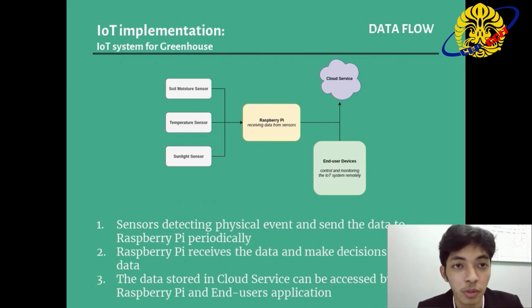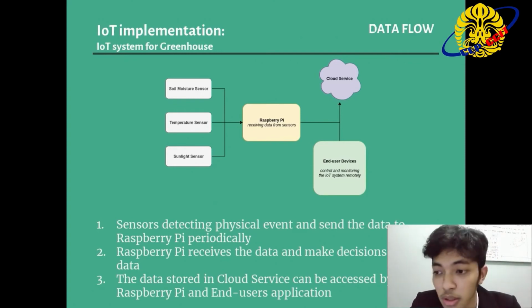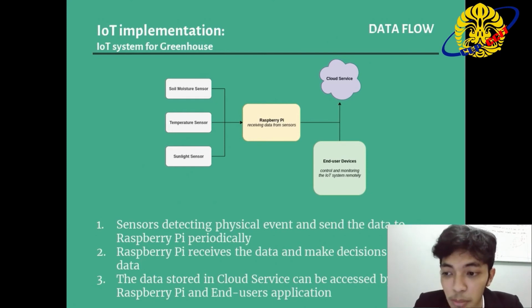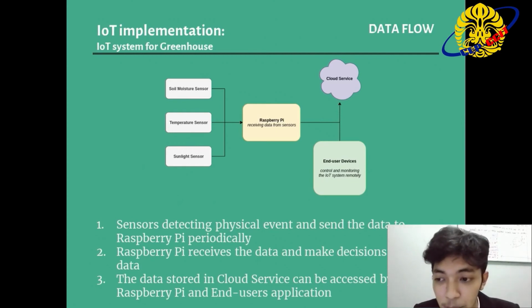Next, I want to explain about the data flow from our sensors to our Raspberry Pi and to the cloud service. First, on this left side, we have our sensors. There are soil moisture sensor, temperature sensor, and sunlight sensor. And then these sensors will detect a physical event and then send those data to our Raspberry Pi.